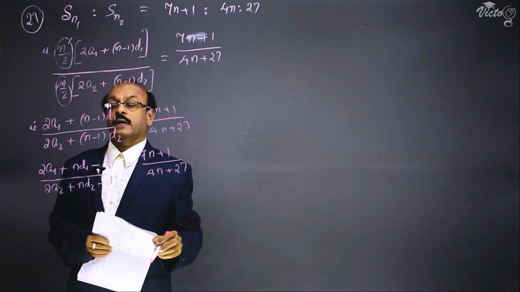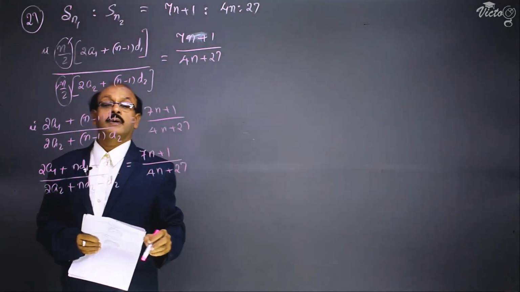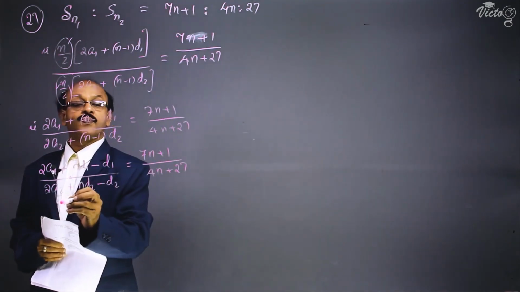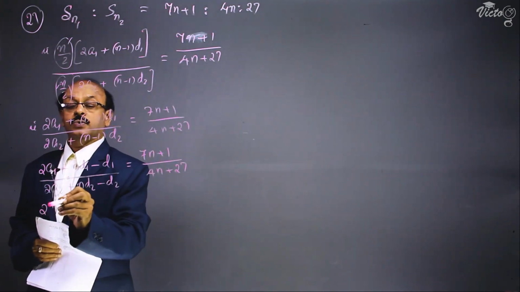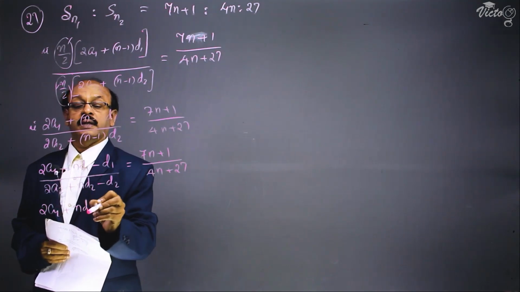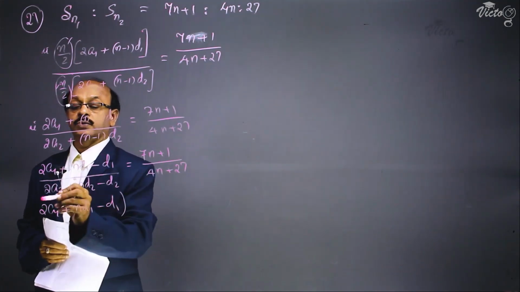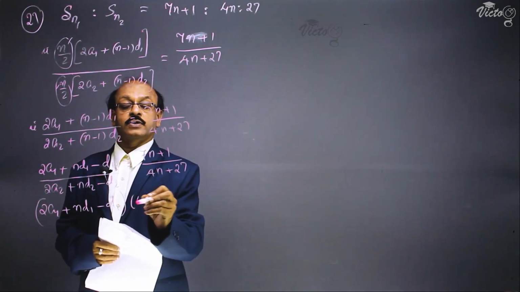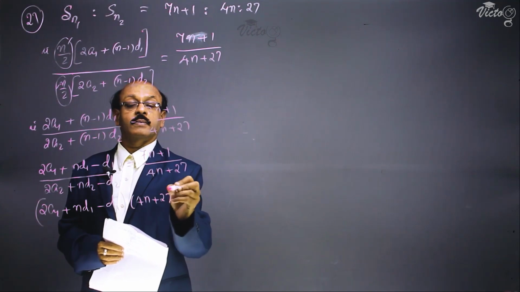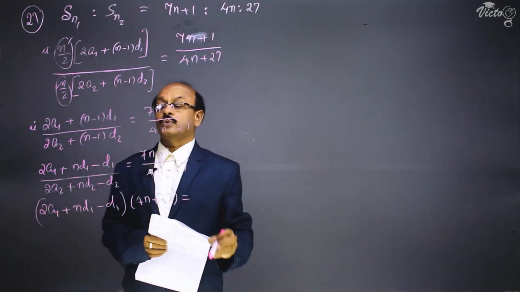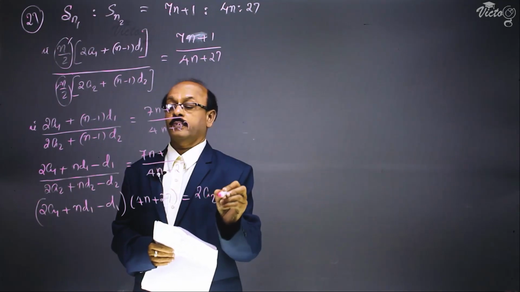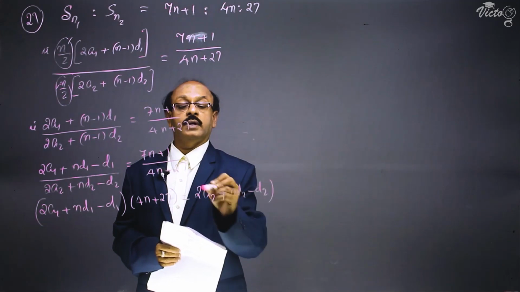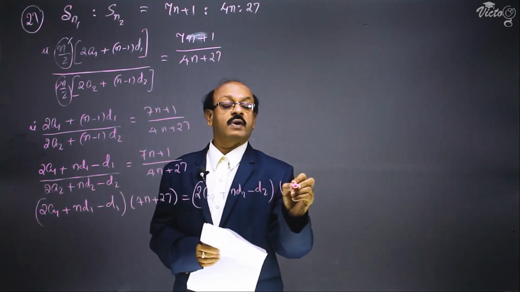On cross multiplication, we can take (7n plus 1) into (2a1 plus n d1 minus d1) into (4n plus 27) is equal to (2a2 plus n d2 minus d2) into (7n plus 1).